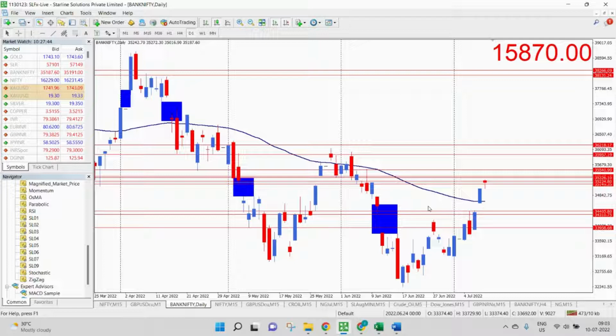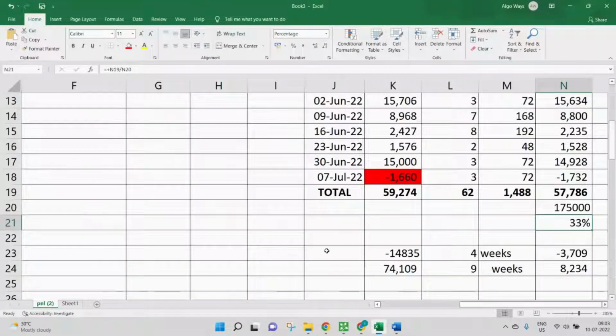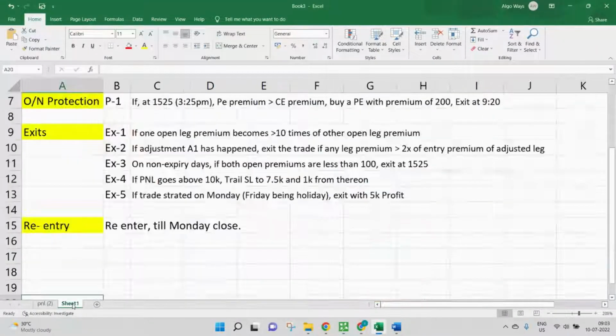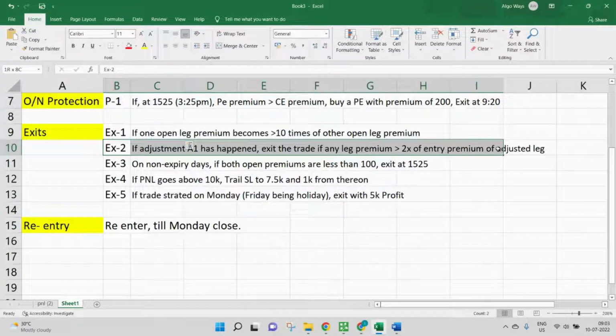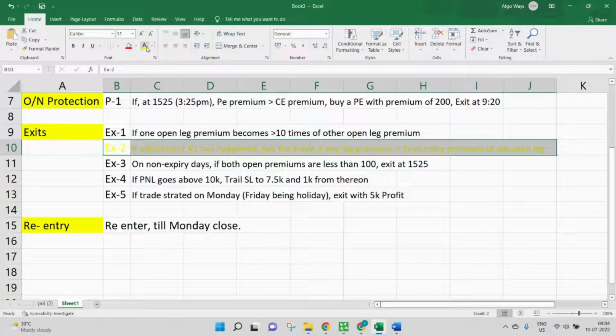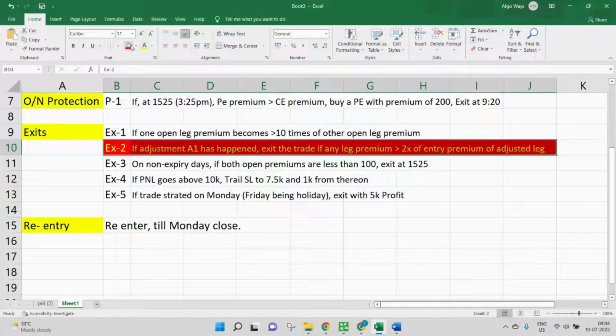What about automation? See, this is easy to automate as long as there is no A1 adjustment. A1 adjustment means the first adjustment of 75%. So unless this happens, this number two, it is very easy to code in ME broker or whichever platform you use. Even the basic platforms like TradeTron can be coded.